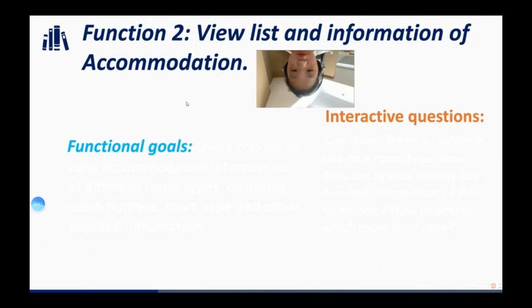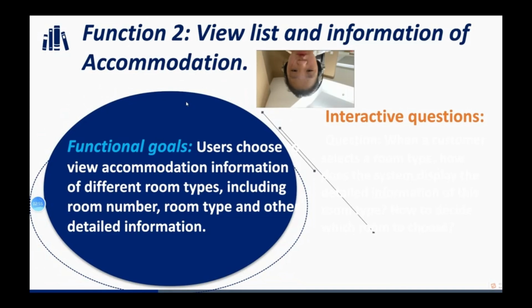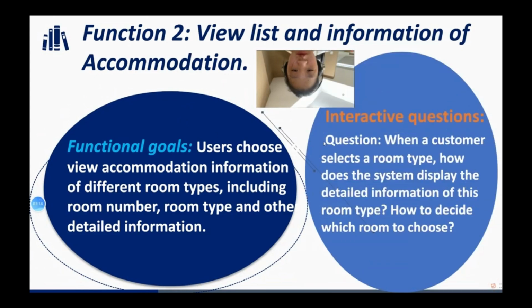Function goals: customers can choose to view accommodation information for different room types. The system will display the detailed information of each room type, including room type name, room number, and so on. Customers can also select specific rows to view based on room type. Interactive question: if a customer selects a room type, how will the system display the detailed information of this room type?